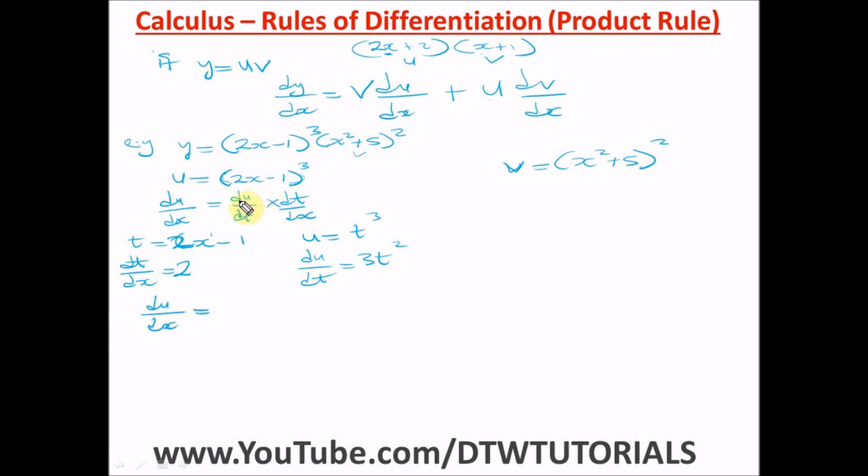So from here, to now find du dx, what is our du dt? Our du dt is 3t square, and our dt dx is what? 2. So times 2. So what do we have here? We have 6t square. And what is t? Remember, t is 2x minus what? 1. So we have 6 bracket 2x minus 1 all raised to power 2. Okay, so you can see we've gotten our du dx, which is this.